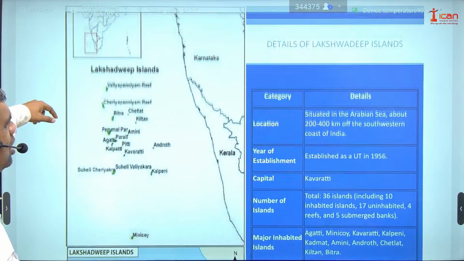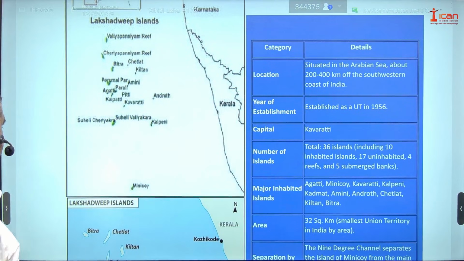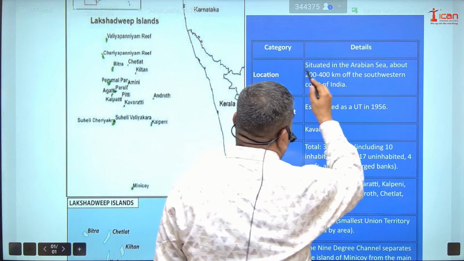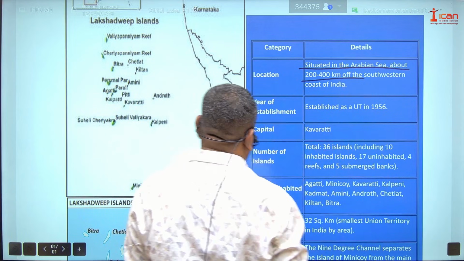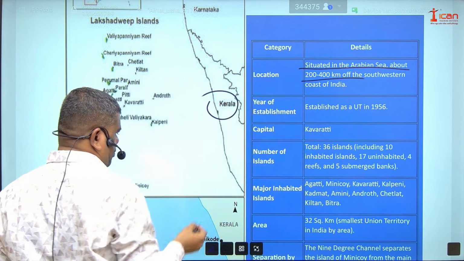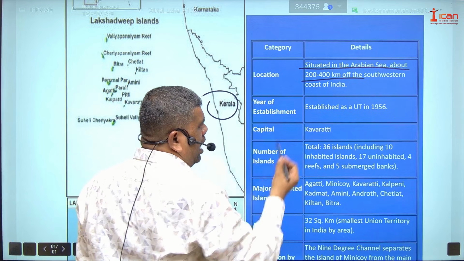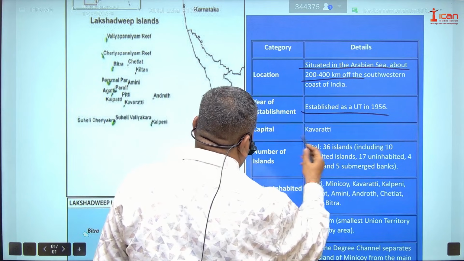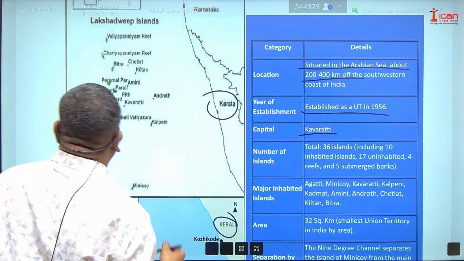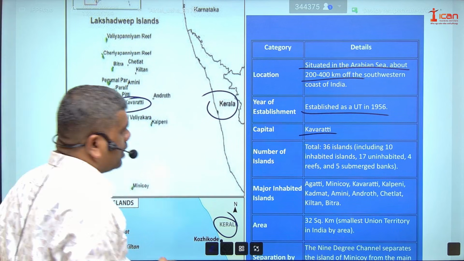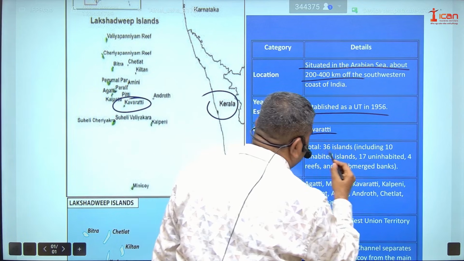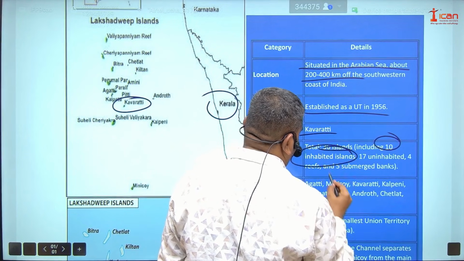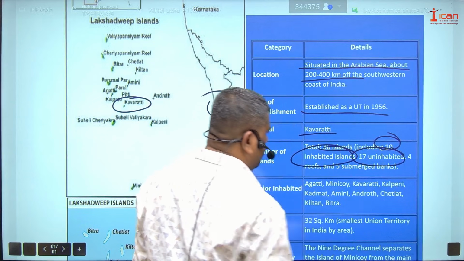Then let us look at the Lakshadweep Islands. Lakshadweep Islands are actually situated in the Arabian Sea, almost 200 to 400 kilometers, very close to Kerala. So very close to Kerala, right? Again established as a union territory in 1956, and the capital is Kavaratti. Kavaratti is here. Then what are the number of islands? 36 islands are there, much lesser, but only 10 are inhabited. 17 are uninhabited, which means people don't live there.